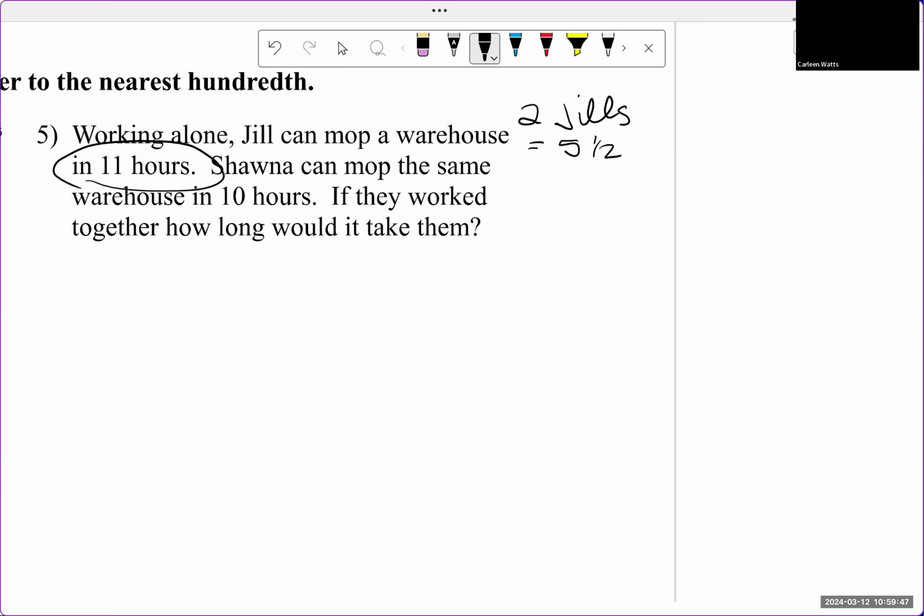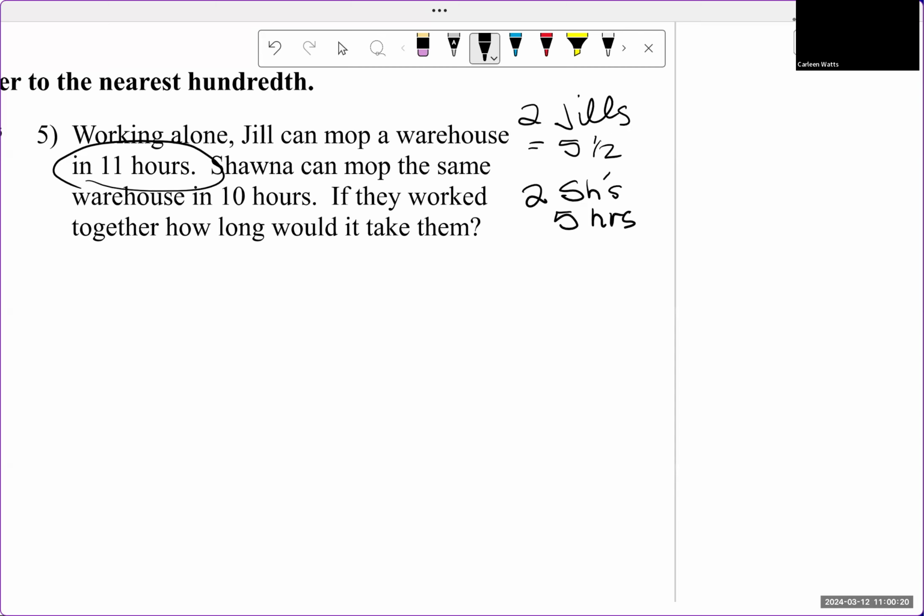Shauna can mop the same warehouse in 10 hours. 2 Shaunas would take 5 hours. Now we're assuming they can mop nonstop, no going to the bathroom, no eating, no taking a break. Not realistic, but this is the math world. Sorry, my voice is probably making you feel like you need to clear your throat because my voice is so bad.